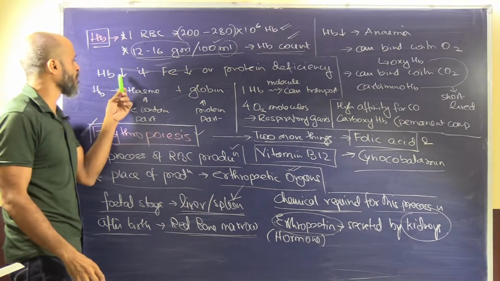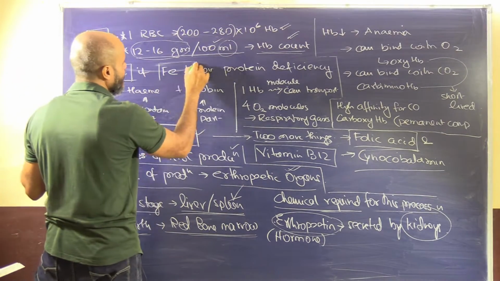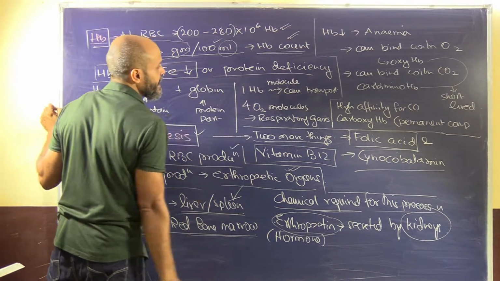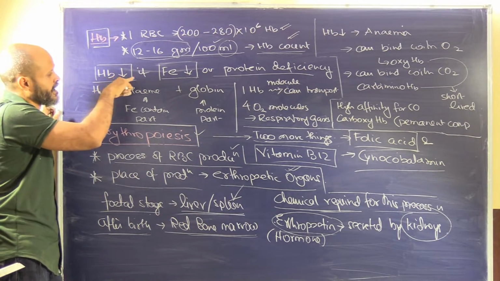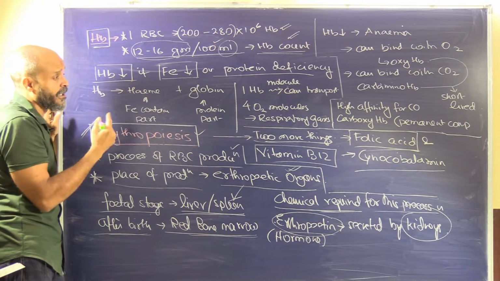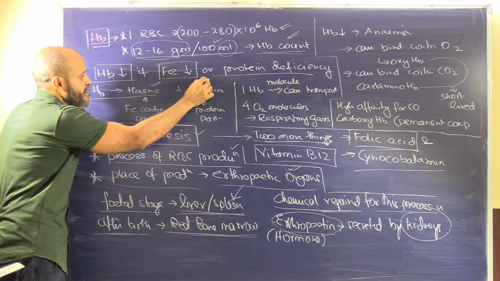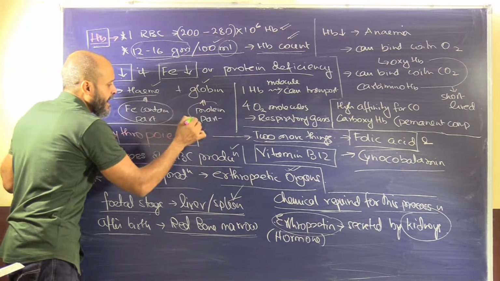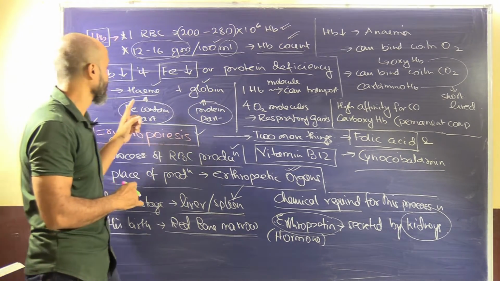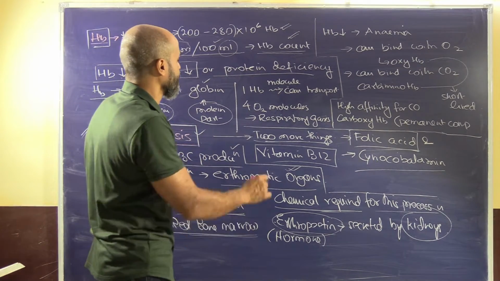So when will hemoglobin fall? The hemoglobin content will fall if the iron content falls, or in case of protein deficiencies. Hemoglobin is made up of two parts, one is known as the heme and the other one is known as the globin. Heme is the iron containing part and globin is the protein containing part.